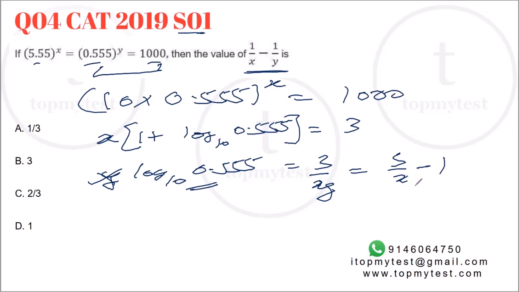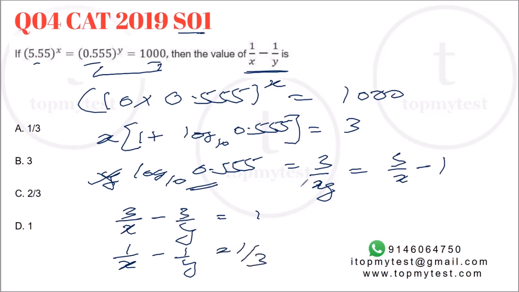Now this life becomes much easier if you rewrite this. 3 by x minus 3 by y should be equal to 1, or 1 by x minus 1 by y equals 1 by 3, which is what I needed. Option A will be your correct choice. About 2 minutes if you know how to manipulate indices and logarithms.